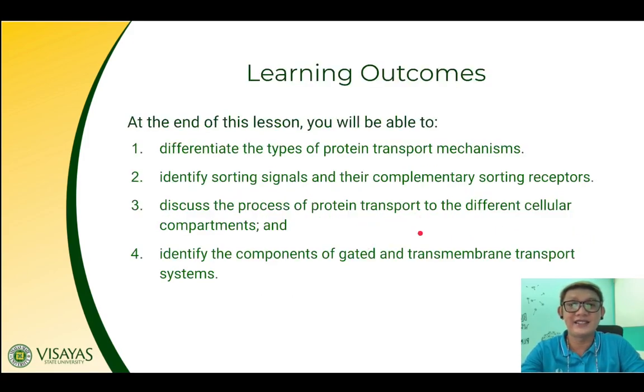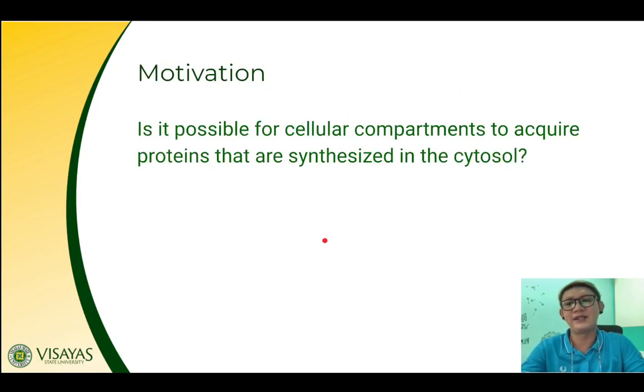At the end of this lesson, you are expected to differentiate the types of protein transport mechanisms, identify sorting signals and their complementary sorting receptors, discuss the process of protein transport to the different cellular compartments, and finally identify the components of gated and transmembrane transport systems.